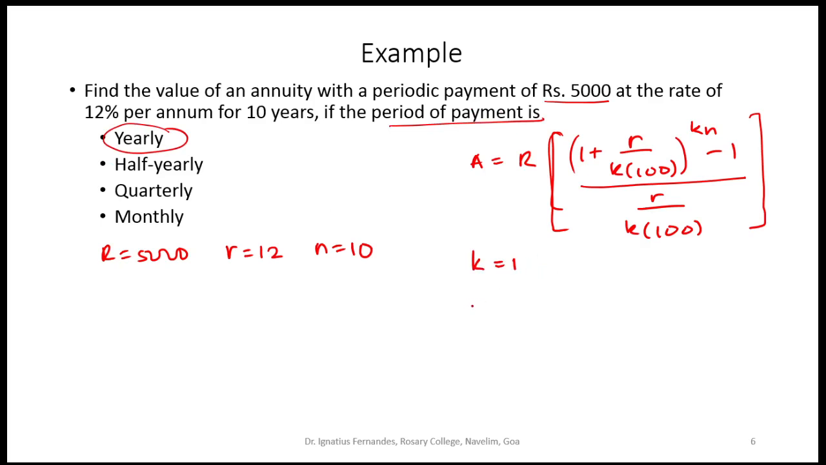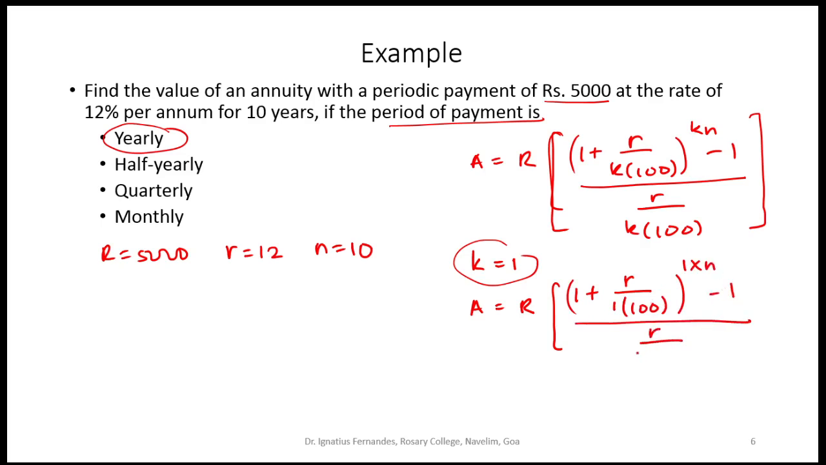So in that case, this A will be equal to R into 1 plus R upon K, where I have to put K is equal to 1. So K is equal to 1 into 100, this raised to 1 into N minus 1 upon R upon 1 into 100. Okay, so if it is yearly payment, I am putting K is equal to 1 in this formula.